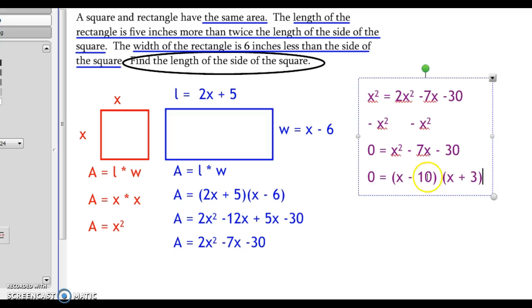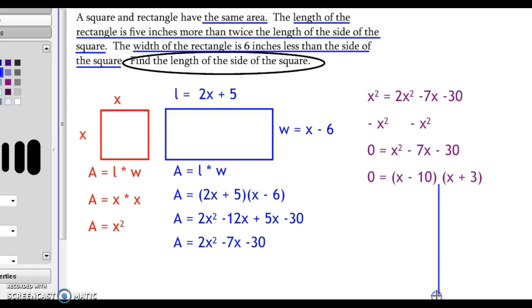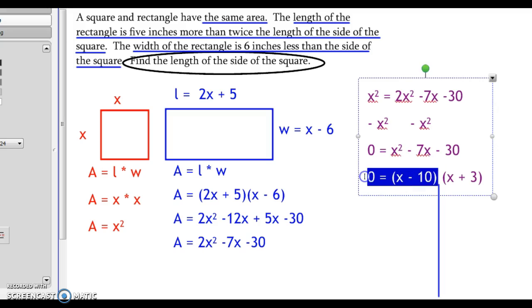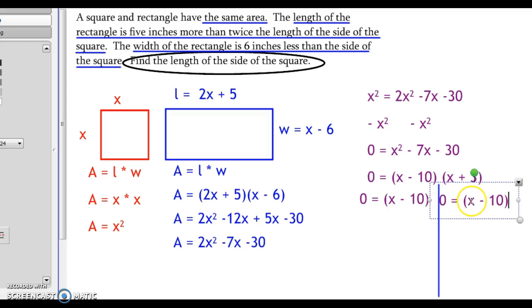And we can check that. Negative 10 times positive 3 is negative 30. Negative 10 plus positive 3 is negative 7. I've been doing this a long time. Alright, we'll put the little line here, and we'll solve both sides of the equation separately. We know that this side is going to be 0 equals x minus 10, and the other side is going to be 0 equals x plus 3.